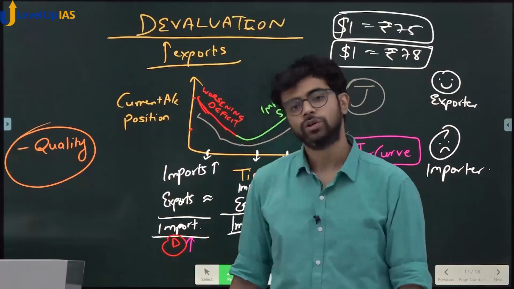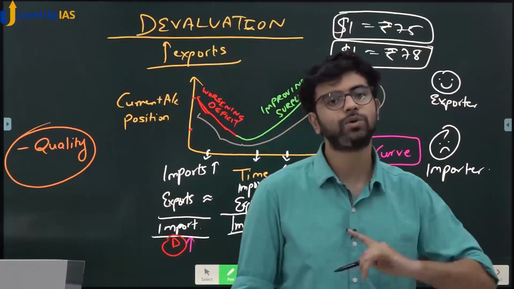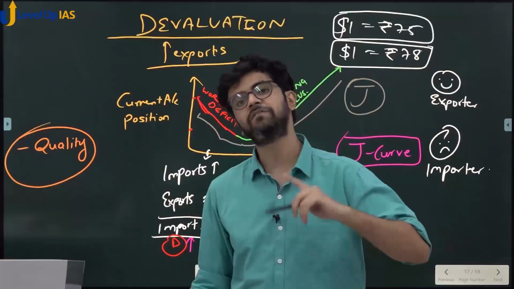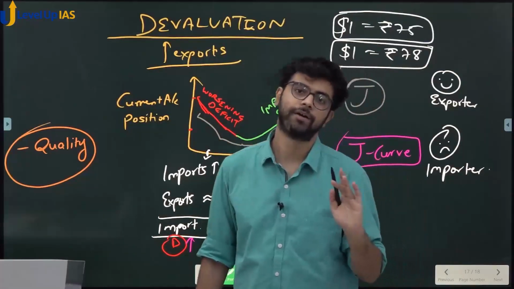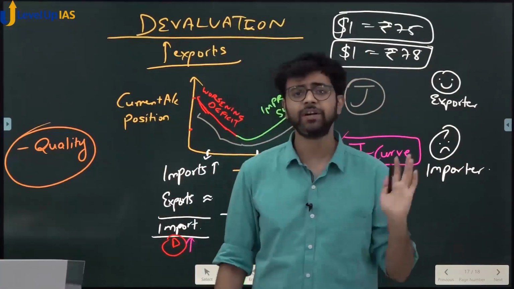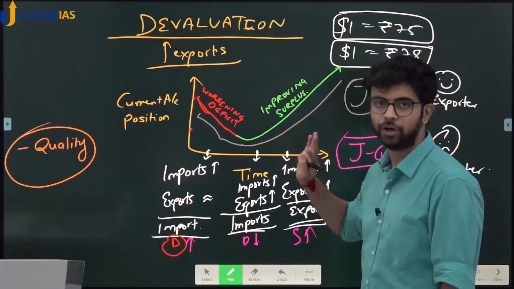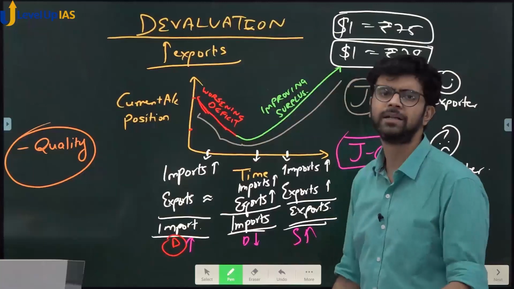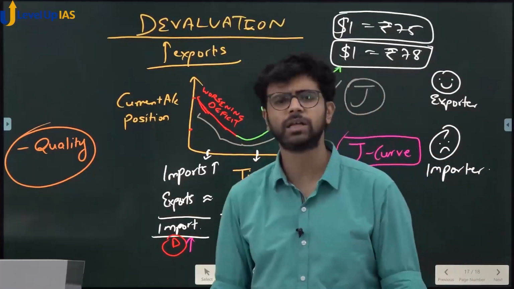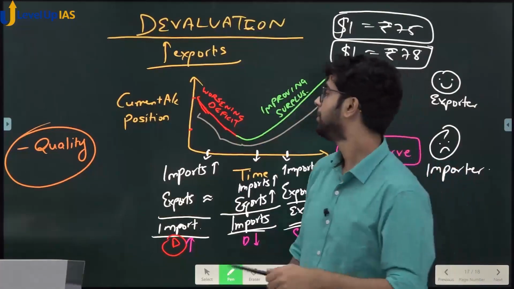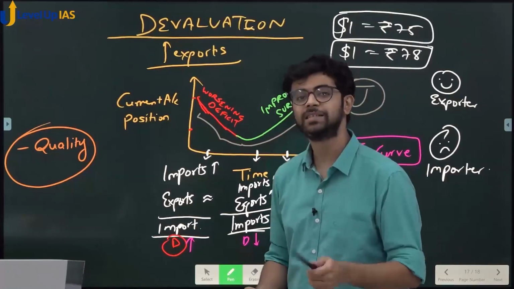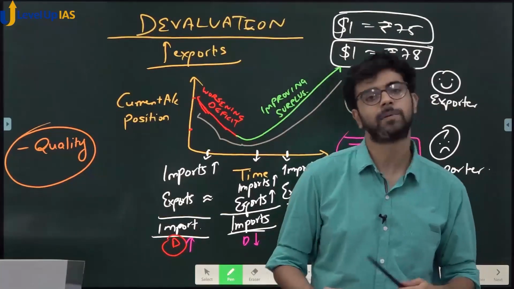Yes or no? If you have very high quality, you will be able to export even when your currency is strong. Even when your currency is strong, you will be able to export a high number of items because of high quality. And Apple is the best example for it. Ridiculously costly products, but because of quality, or rather the perception of quality. In some cases, it is also the perception of quality.